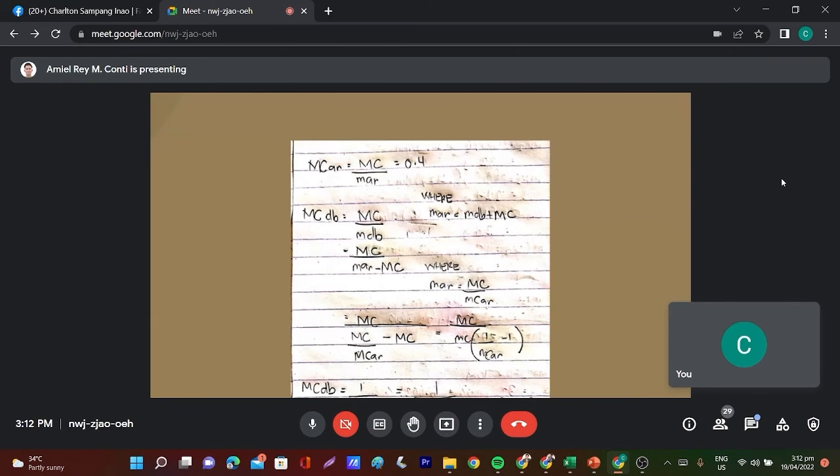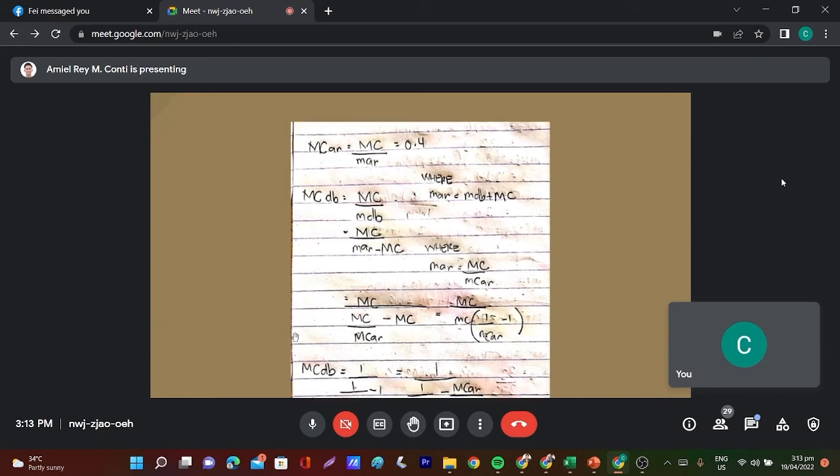So, ang given lang po natin is yung 40%, which is the moisture content as received. So, i-convert natin 40% as a whole number, 0.4. Pag sinabi po natin moisture content as received, pwede rin po is equal din po siya sa moisture content over mass as received. Then, next, we get first muna yung moisture content dry basis. Equal siya sa moisture content over mass dry basis.